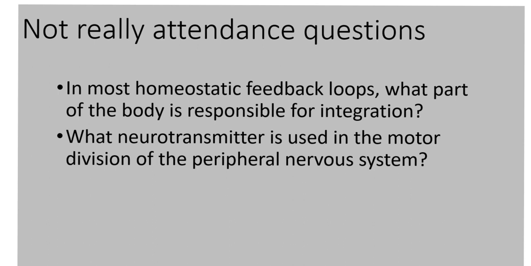Next, what neurotransmitter is used in the motor division of the peripheral nervous system? So this is what we were just talking about in the previous chapter on muscles. So we're going to be using ACh, acetylcholine.